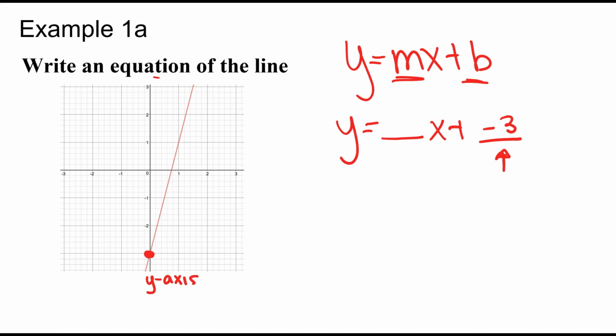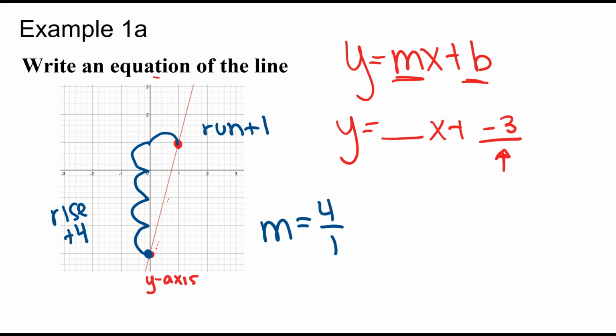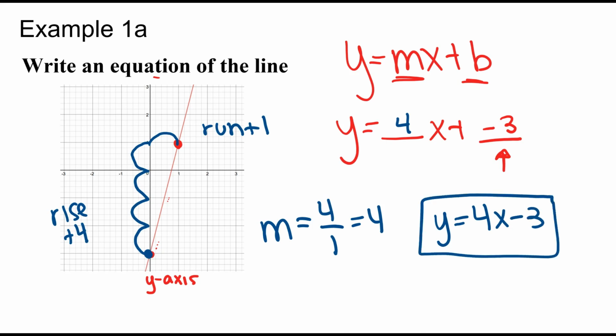Now, we learned in the last lecture how to count slopes. So when I am looking along here, I don't see it hitting in the corner anywhere except for right there. So we're going to count our slope from this point up. So it's 1, 2, 3, 4. Our rise is +4, and we go over 1. Our run is +1. So our m is 4 over 1, which is the same as 4. So our equation is y equals 4x minus 3.